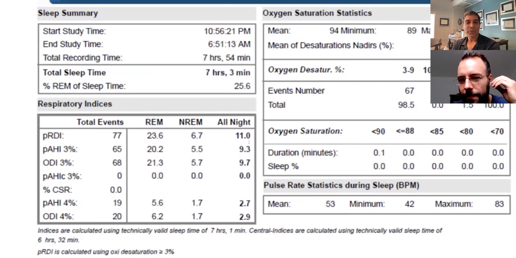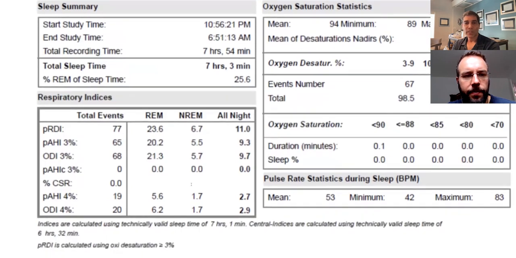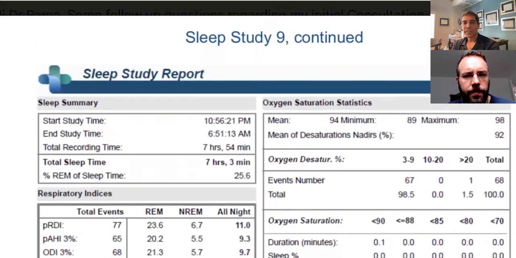And you can see that they have mild apnea, AHI 9, RDI 11, both within 5 to 15, so I'd call it mild. In REM sleep, it's moderate. Both are in the 15 to 30 range, 20 to 23, which is moderate. No central apneas. The mean oxygen is 94. I'm not happy with that. I like 95 and above, right?